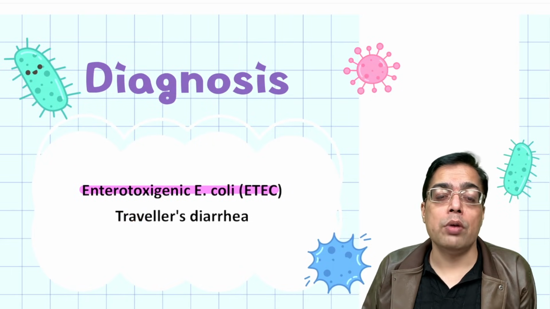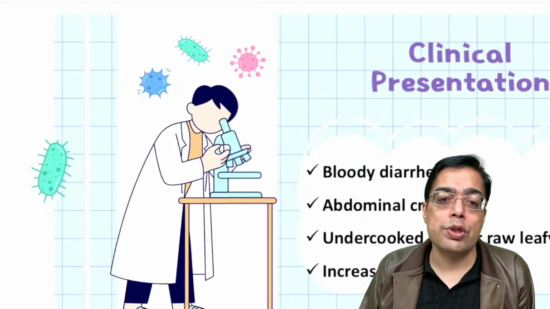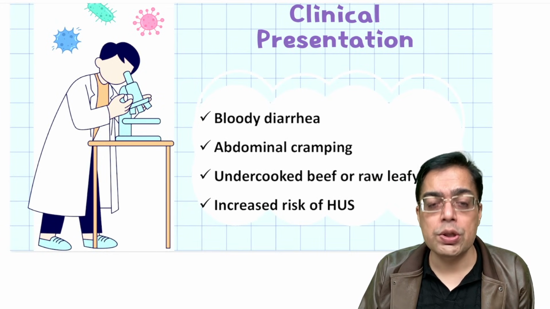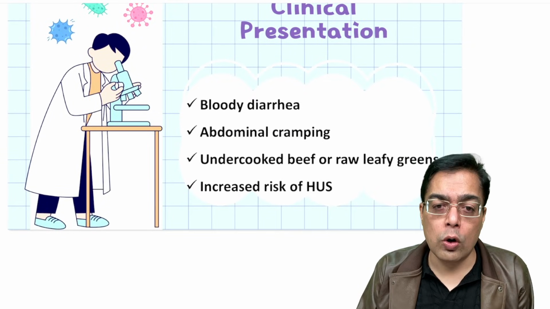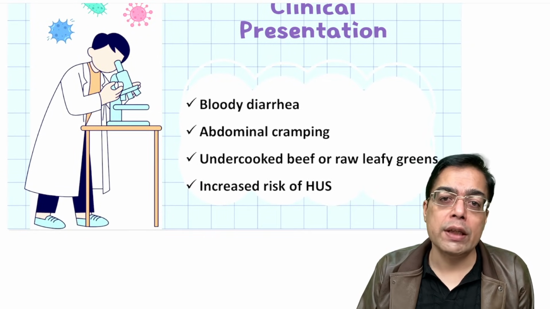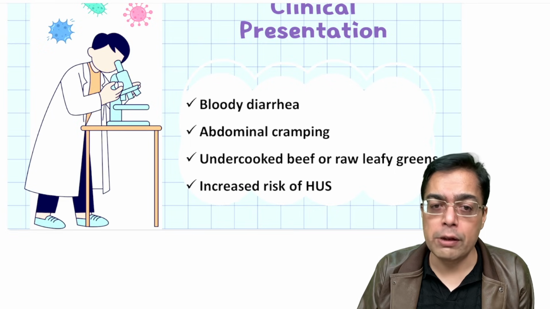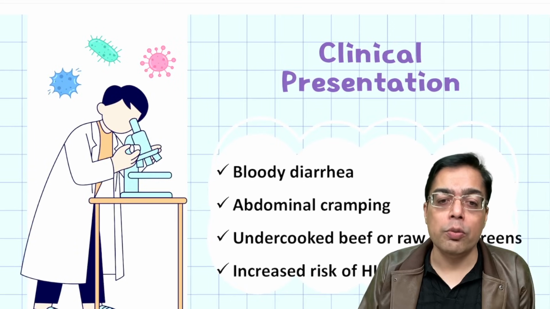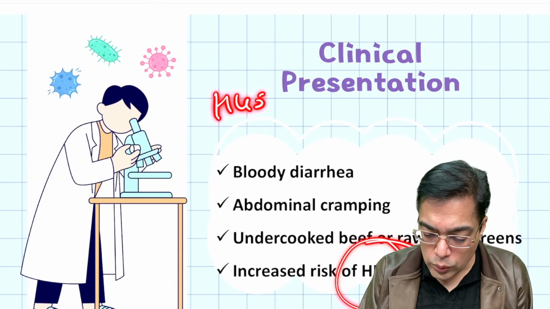The other important example of Escherichia coli, which is very commonly tested on your exams, guys, is the one that you associate with this presentation, where the patient is at high risk of hemolytic uremic syndrome. So let me just talk about the presentation. The patient has a history of consumption of either raw leafy green vegetables, or non-vegetarian food that includes undercooked meat or beef, and the patient has bloody diarrhea and abdominal cramping. He could be at high risk of developing hemolytic uremic syndrome.